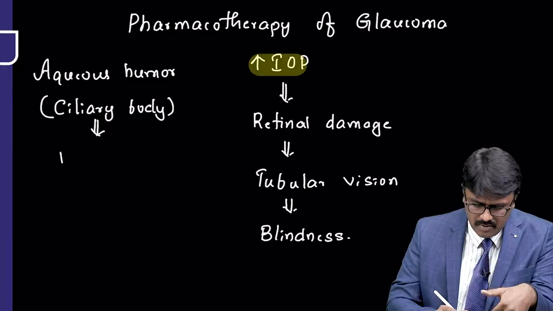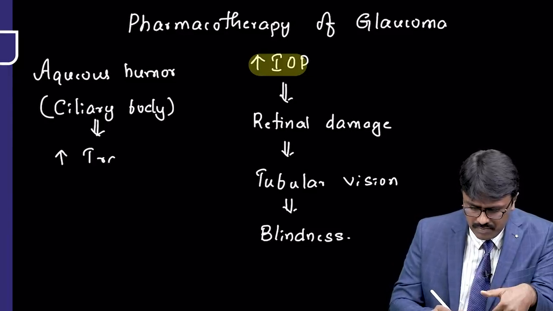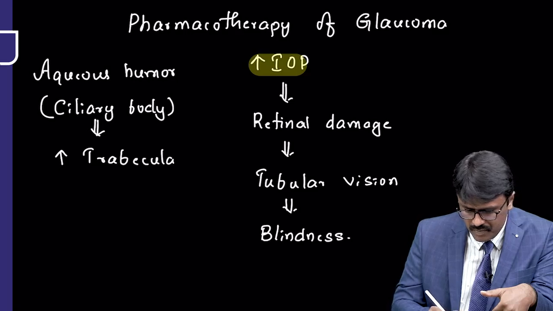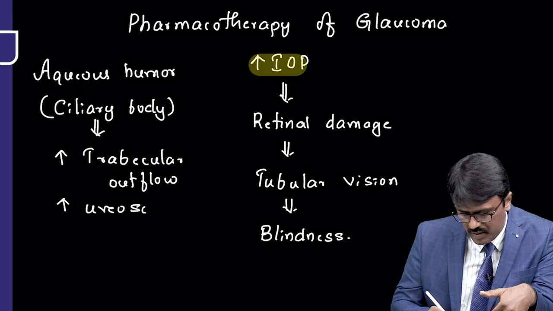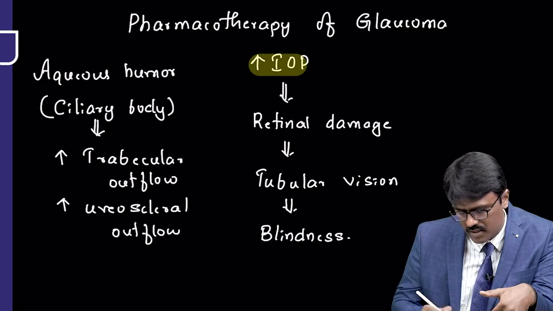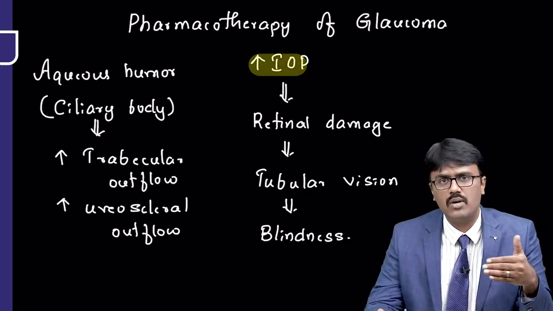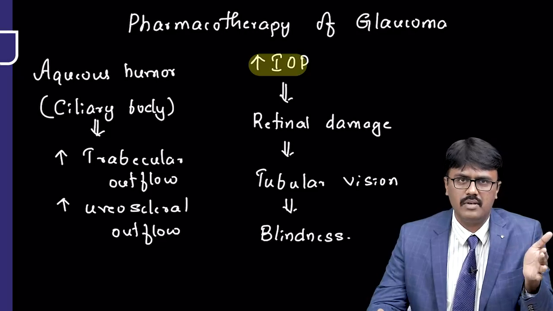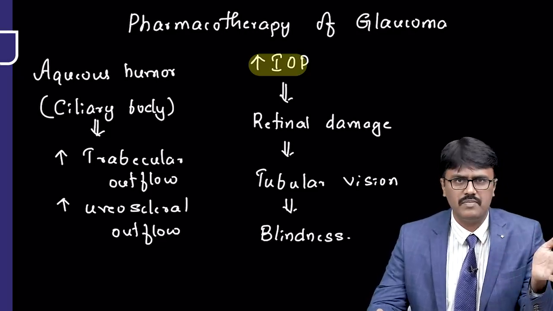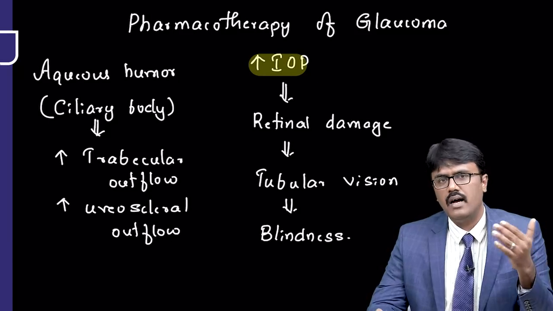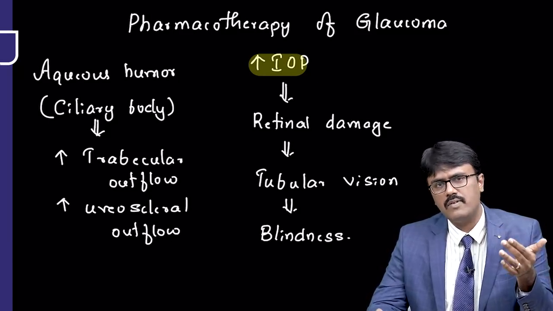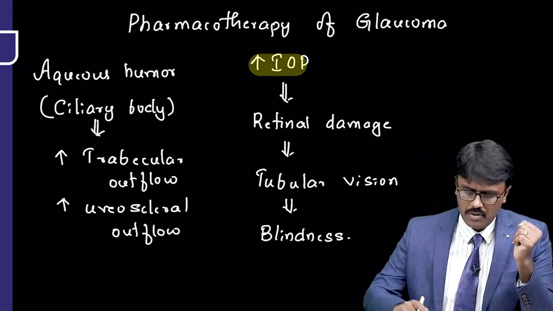There are two types of outflow. One is the trabecular outflow, and there is one more outflow called uveoscleral outflow. These are the drainage pathways through which aqueous humor is drained out of the eye. Again, it is synthesized, so it will come, it will go. So in normal physiology, nothing will happen. The aqueous humor is produced from the ciliary body, and it is drained out by trabecular outflow as well as uveoscleral outflow.